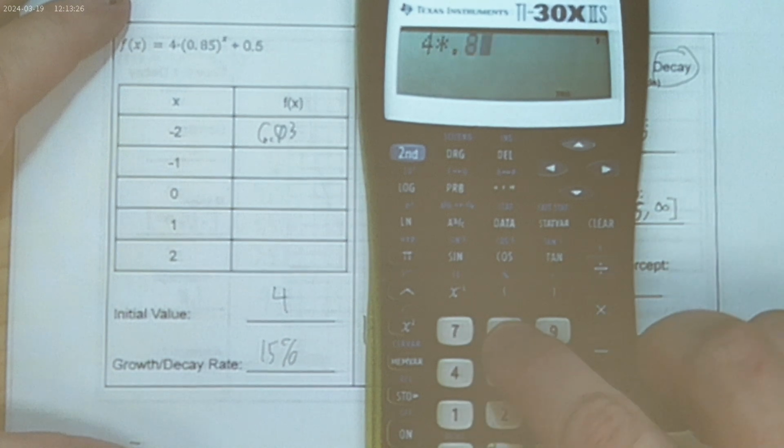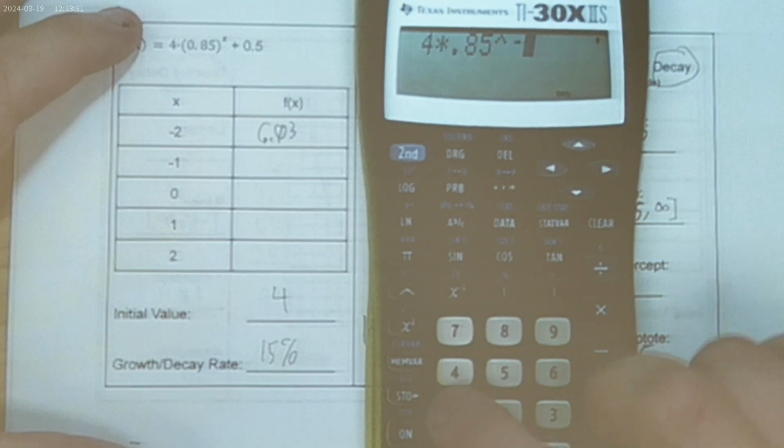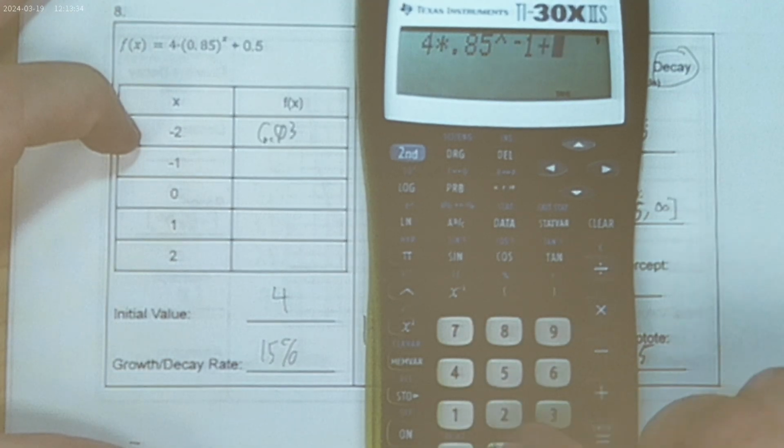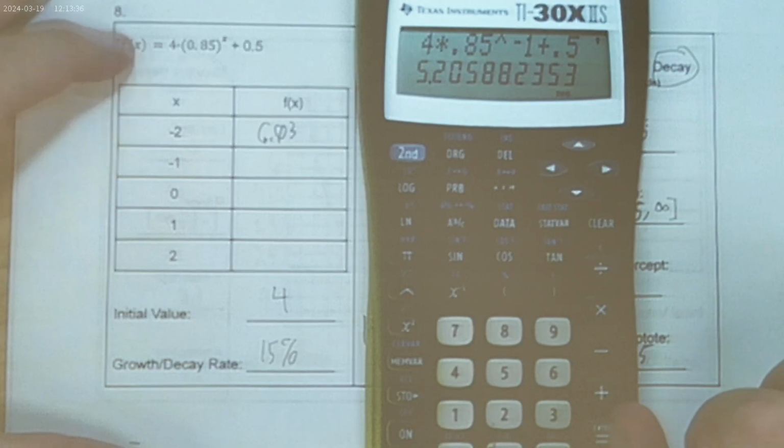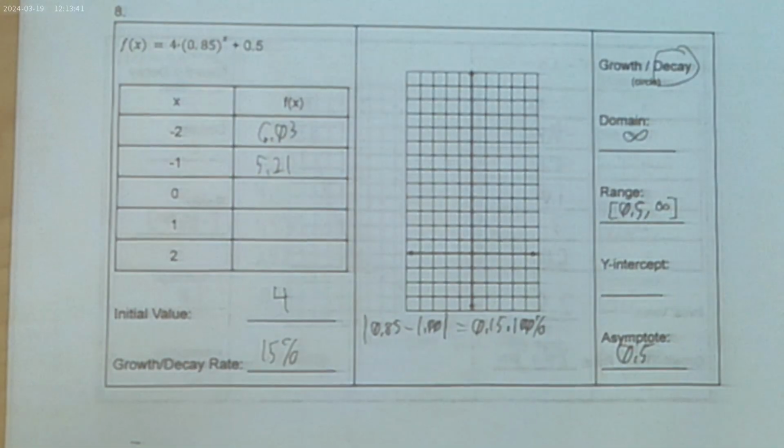Four times 0.85, up arrow, -1, plus 0.5. There we go. 5.21. And again, we're doing a quick reality check. We're working with a decay rate. So as we go from -2 to +2, is the number getting bigger? No, it's getting smaller. That's how we know we're working with a decay rate.